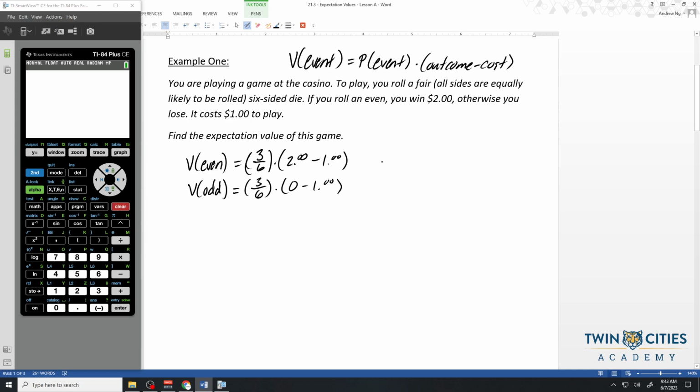Okay, so now let's bring out the calculator. This is 3 divided by 6 times 2 minus 1. So that's going to be the top one. That value is 0.5. Okay, what about odd? That'd be 3 over 6. And this time times 0 minus 1. That's negative 0.5.